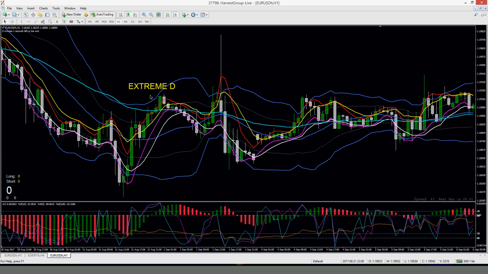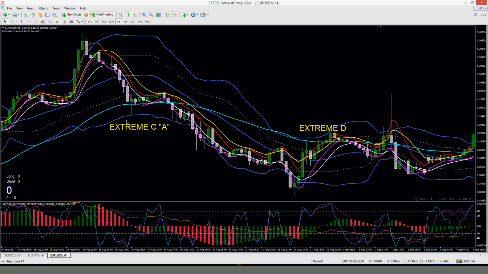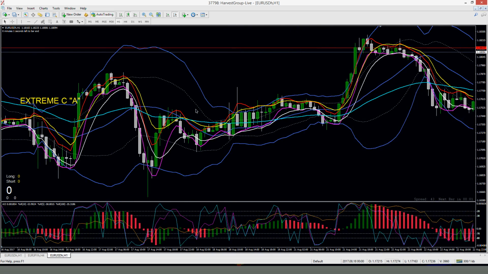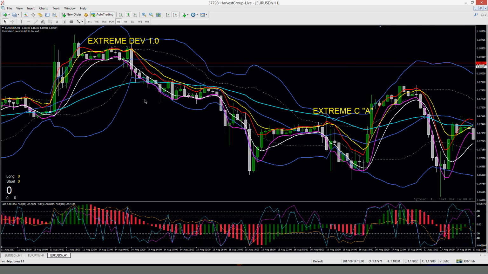Extreme D is when a candle does not manage to break top or low BB, without even the MA going outside. So this is what you call extreme D. The candle couldn't break through Bollinger Bands. Extreme CA is when the candle rejects MA 50 at top or low BB. There's another example over here, extreme CA. So the candle rejects MA 50 at top or low BB.